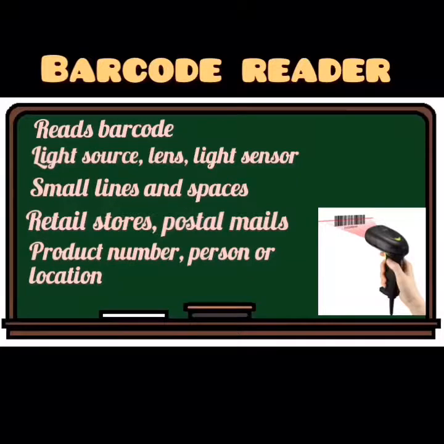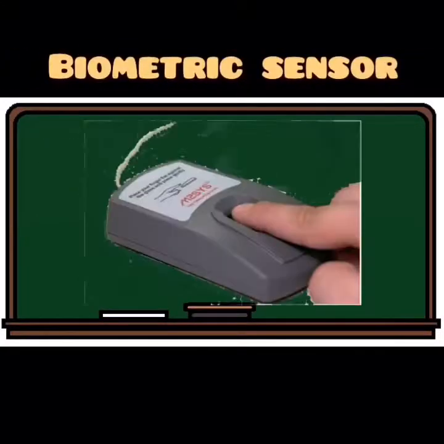Now, how will we use this? We will bring the barcode reader near the barcode, so that all the product number or person or any location, whatever is saved in those lines, will be stored in the barcode reader and we can feed it into the computer. This is how the barcode reader works.